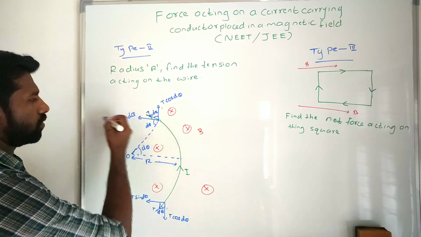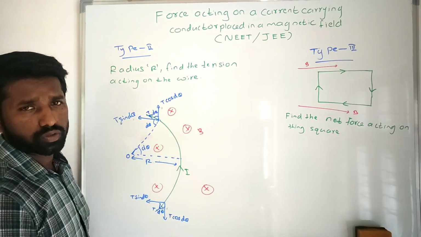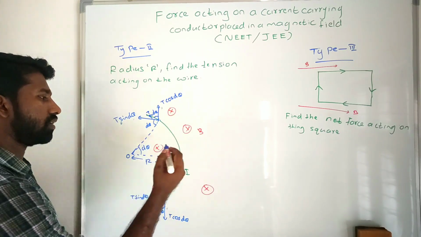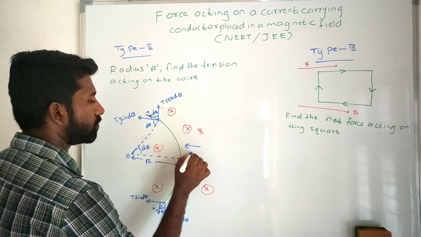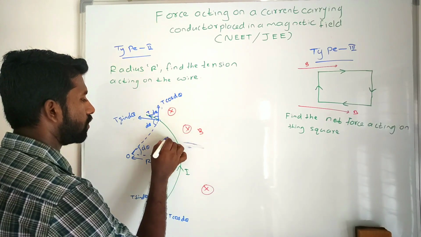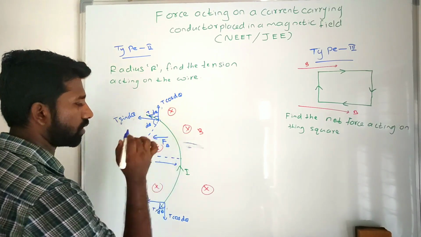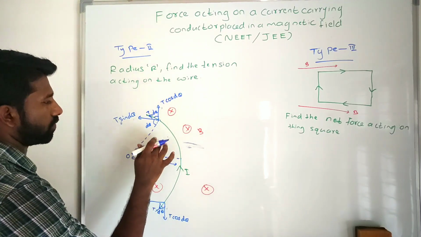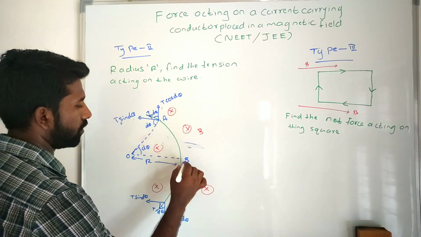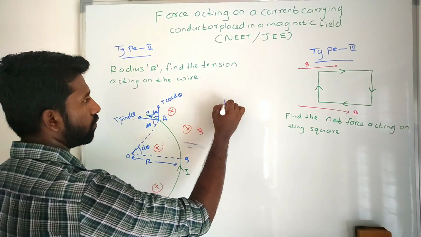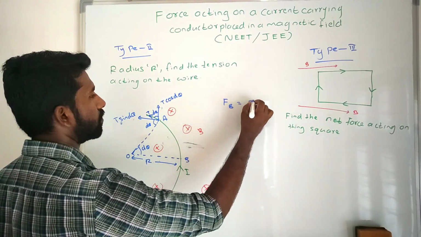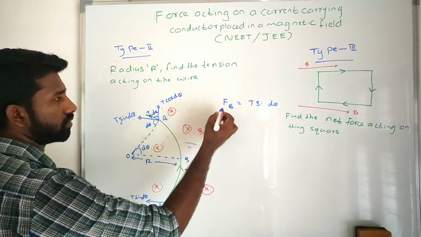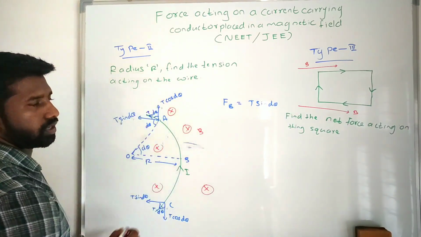So this component is produced due to the magnetic force. So we can equate. What is the magnetic force direction? We already got that it is acting in this direction. That is the magnetic force direction. So we will write like this. What is the magnetic force? This I am naming ABC. So the magnetic force is equal to 2T sin d theta. This is the magnetic force acting on this portion AB.